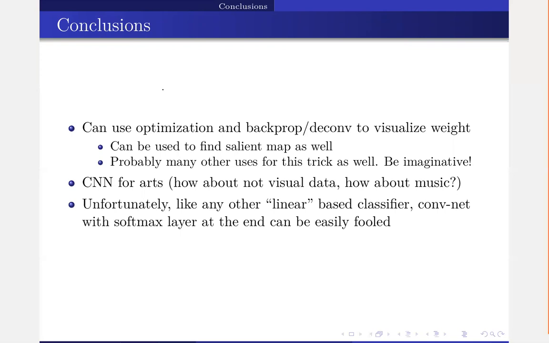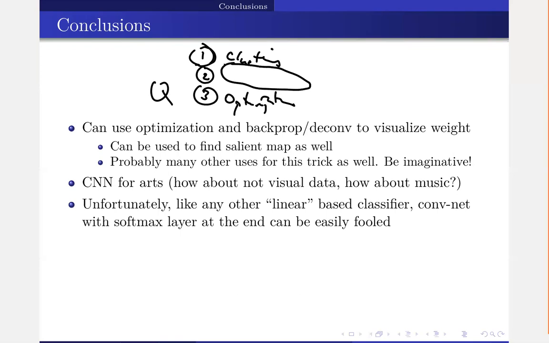So visualization, the three approaches. How about I just check how many people are still around? So I can do clustering, I can do optimization. What's the second one? Do you guys remember?